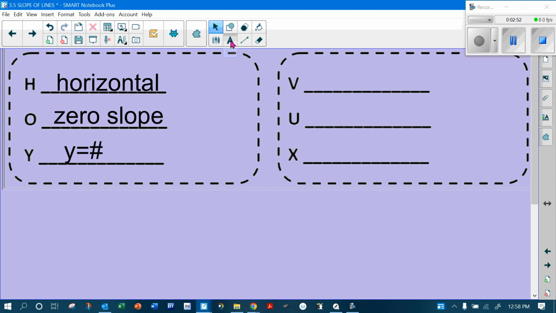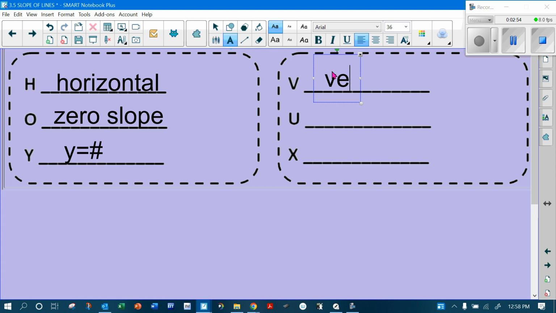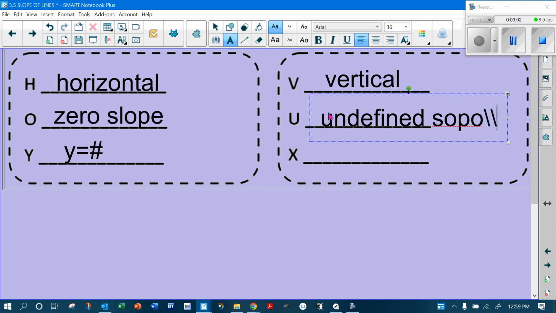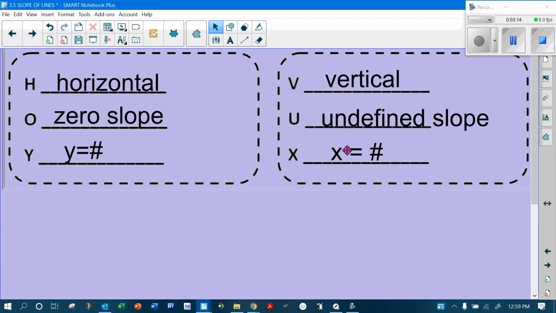Same thing over here with the V. V is for vertical. The U is for an undefined slope. S-L-O-P-E. And then X is for the equation of the line, which is X equals some number. Okay, so what that's going to look like is if you have a graph.